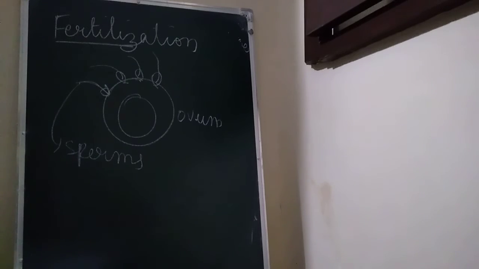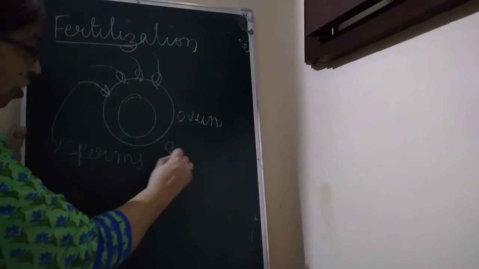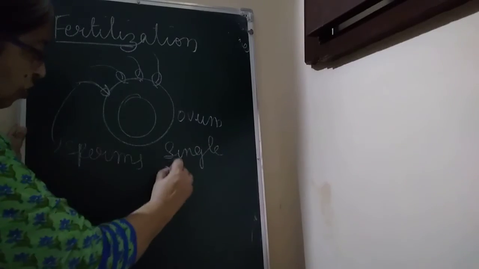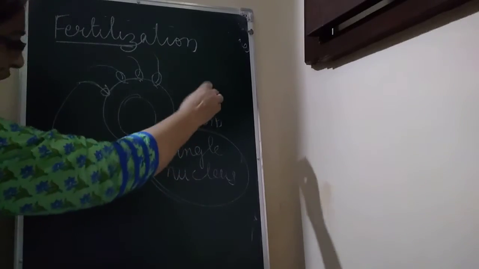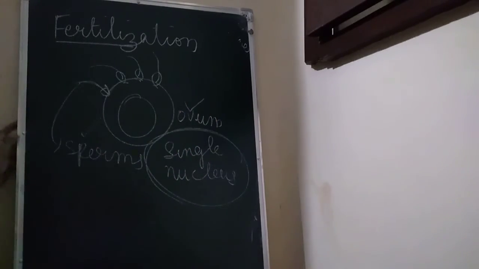During the fertilization, the nuclei of the sperm and the ovum fuse together to form a single nucleus. And what is the result of it? This results in the formation of the fertilized egg or zygote. The formation of the zygote marks the beginning of a new individual.